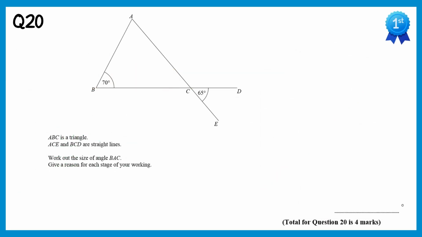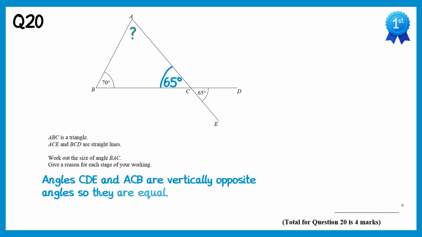In this question we need to find the angle BAC, which I've marked with a question mark. First of all we can find this angle here, which is 65 degrees, because it's the same as the angle vertically opposite to it. We should give a reason for this because we're asked to in the question. So angles CDE and ACB are vertically opposite, so they are equal.